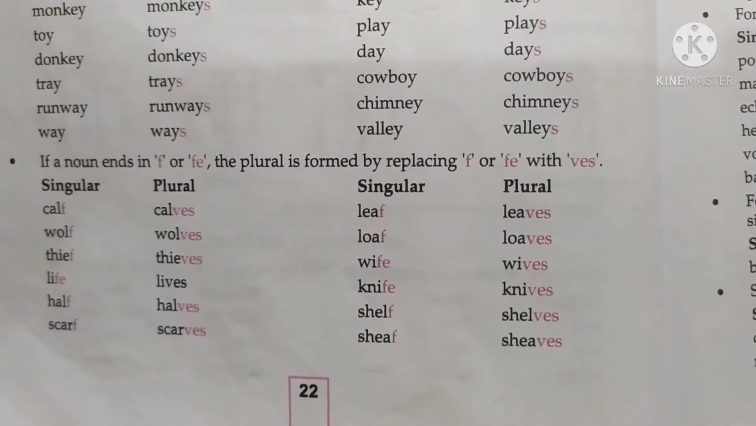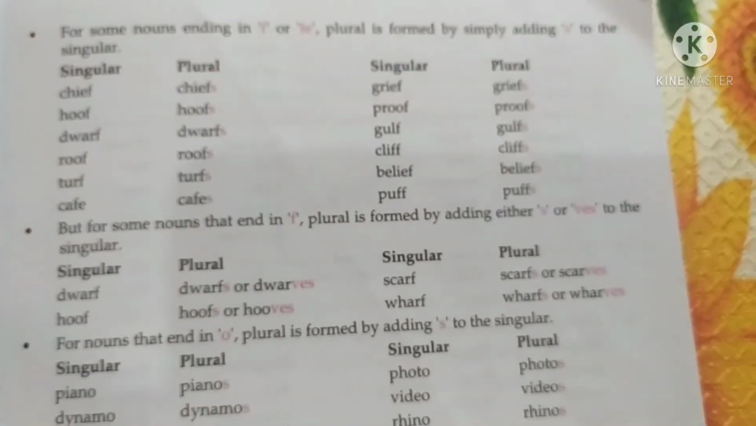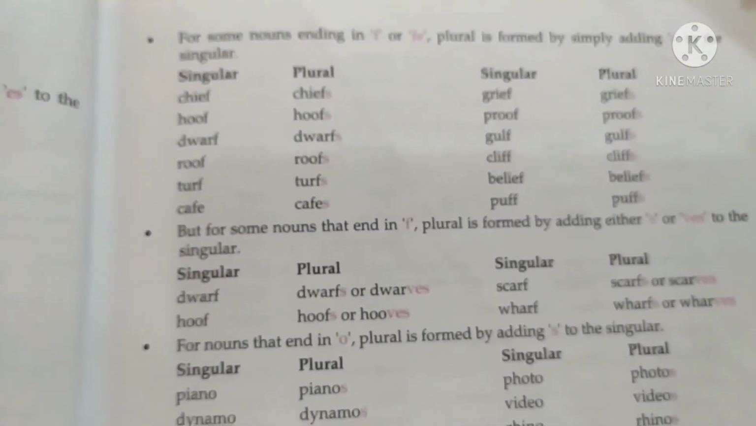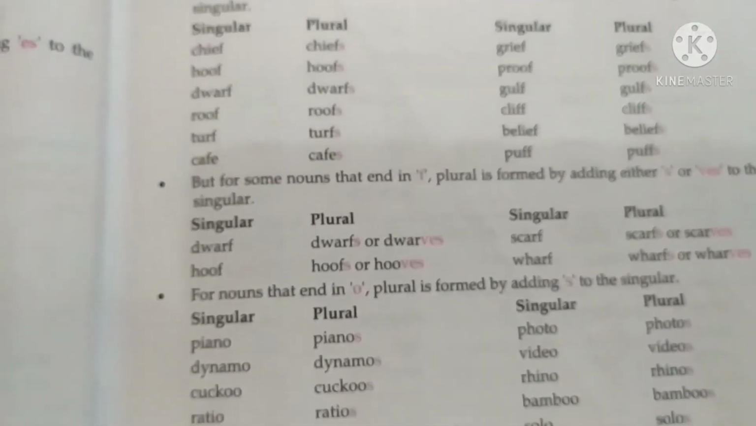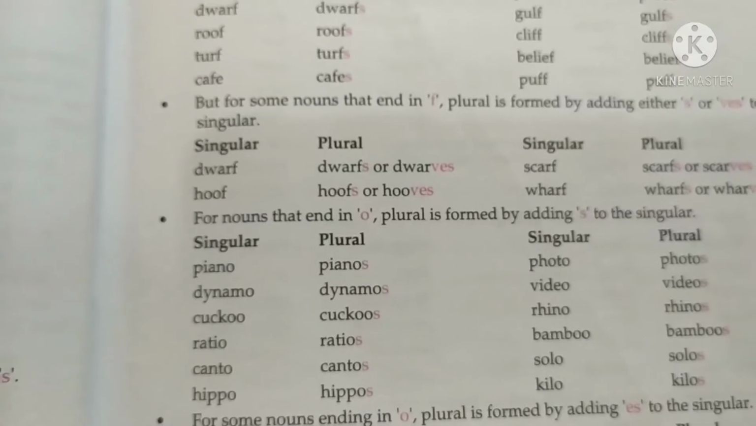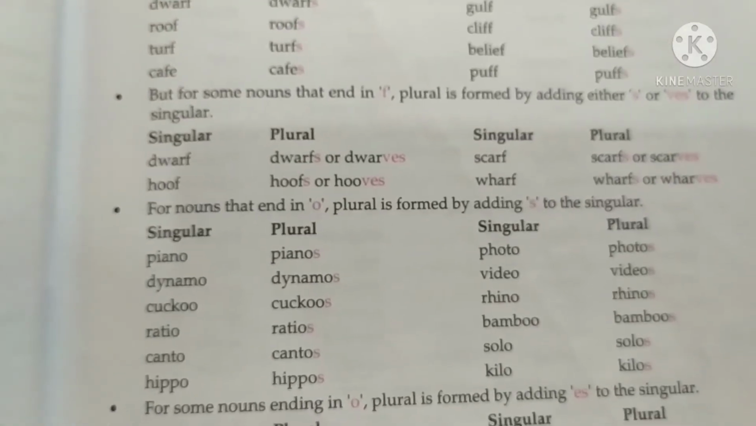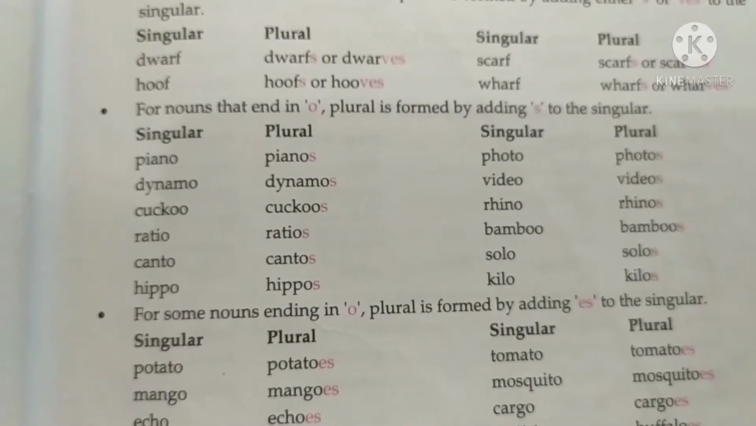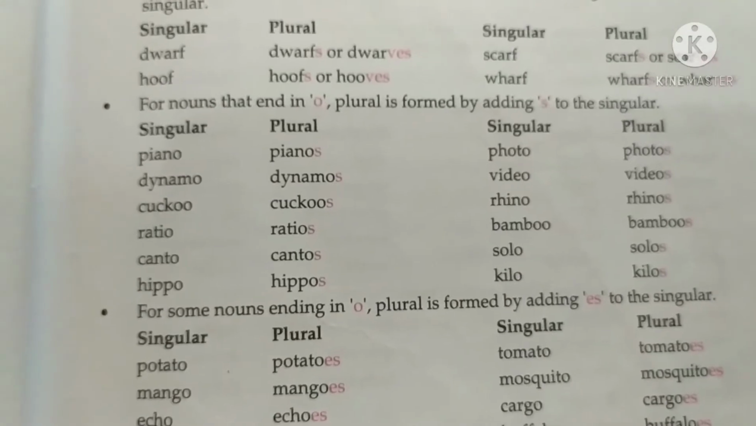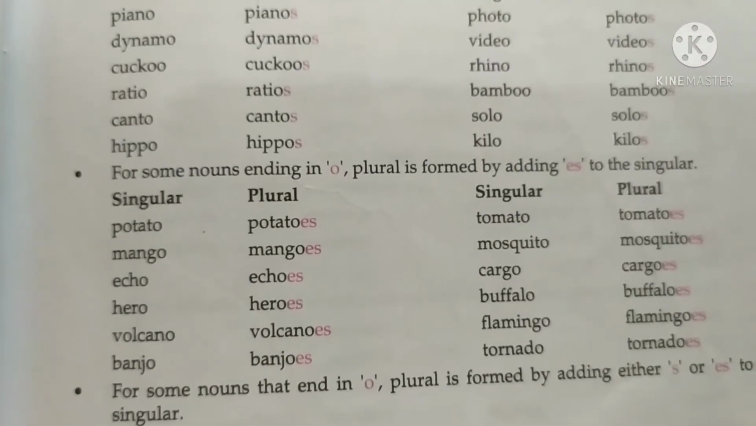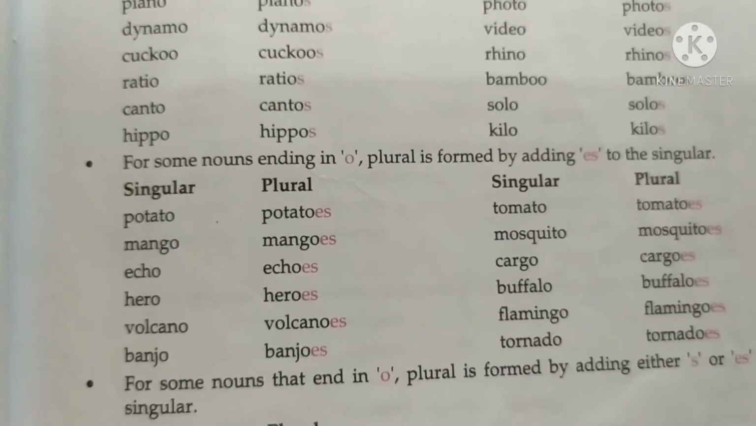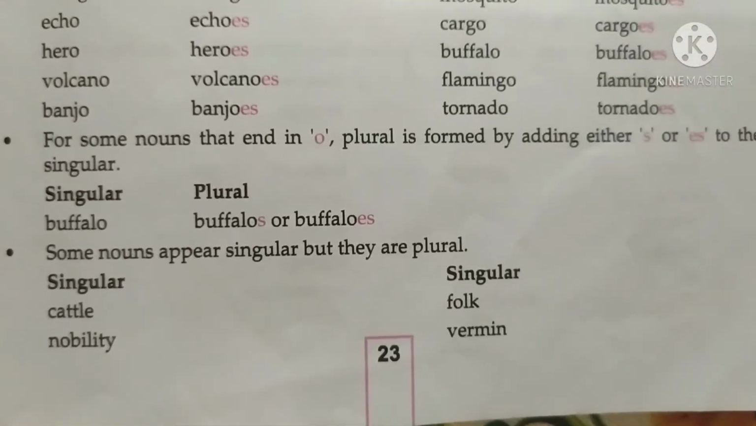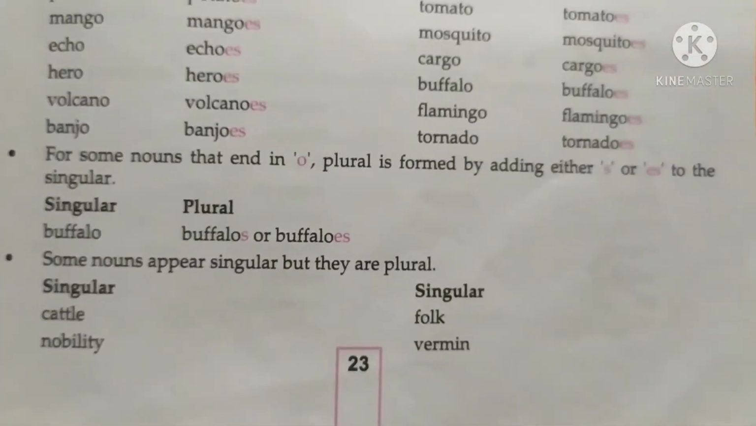Fe I also explained to you. Next rule: some nouns ending in f or fe, I already explained. But for some nouns ending in f, the plural is formed by adding either s or ves. You can see and learn it. Some nouns ending in o form the plural by adding s to the singular. Some nouns ending in o form the plural by adding es to the singular. Like this you can see. For some nouns ending in o, the plural is formed by s or es.